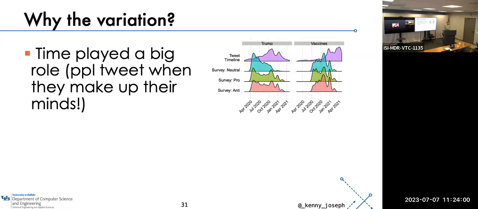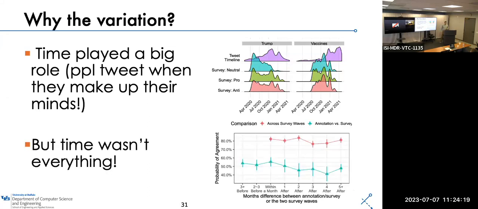But if that were the case, then we would expect that if we ask people in the survey at this point and then ask them at this point, which we have for some people, those responses would change at a similar rate to if we asked the survey at this time and saw a tweet at this time, right? And that doesn't happen. Survey responses over time are way more consistent than comparing survey responses to Twitter responses at those same times. So time is some of it, but it's not all of it.